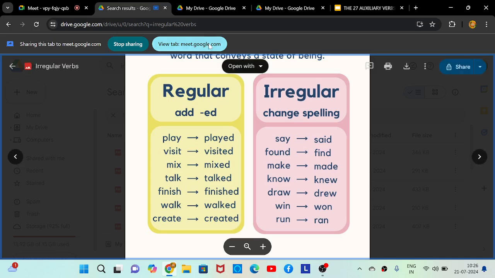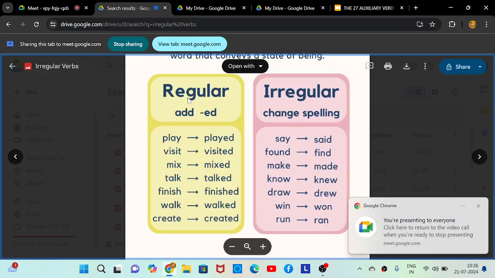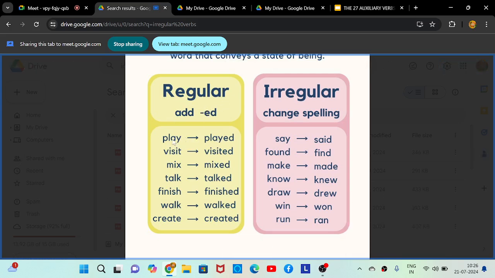So to get the past form of some verbs, you just need to add ed, and such verbs are called regular verbs. Regular verbs means if you just add ed to the V1 form. V1 is the base form. Play, visit, mix, talk, finish, walk, create. All these are in the V1 form. So by adding ed to the V1 form, you get the V2 and V3 forms. Such verbs are called regular verbs.